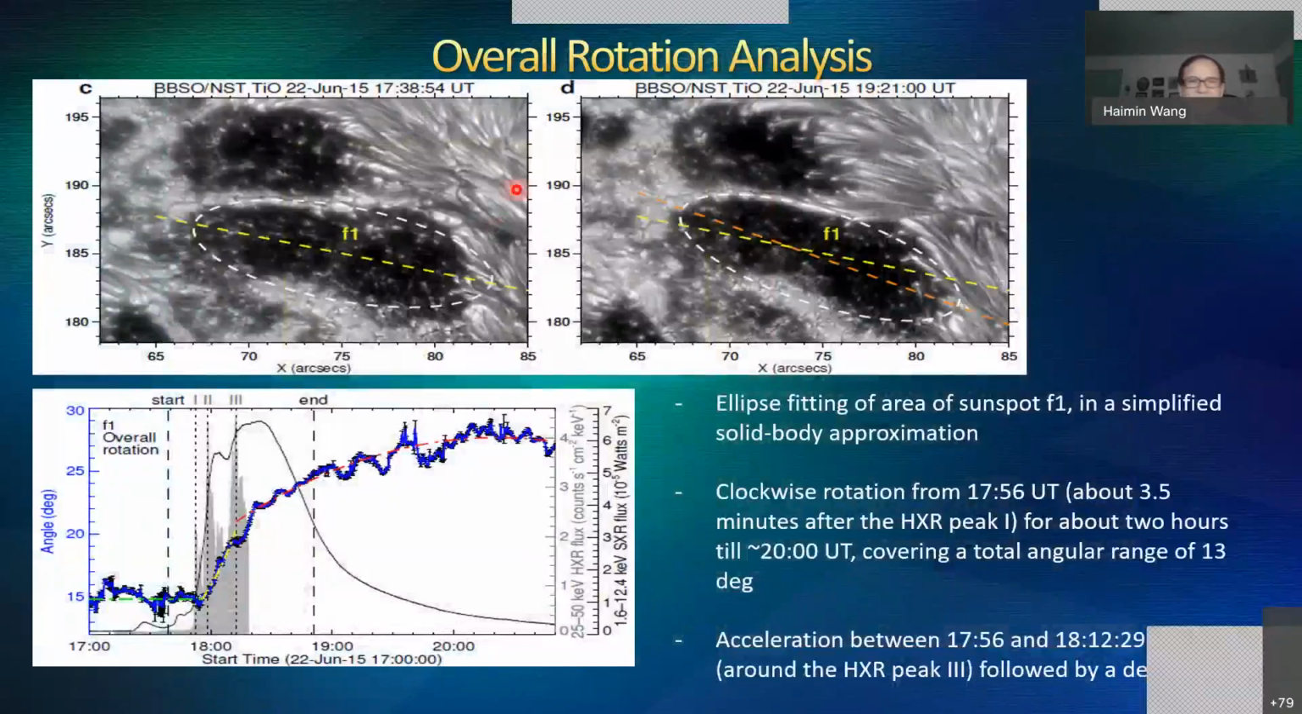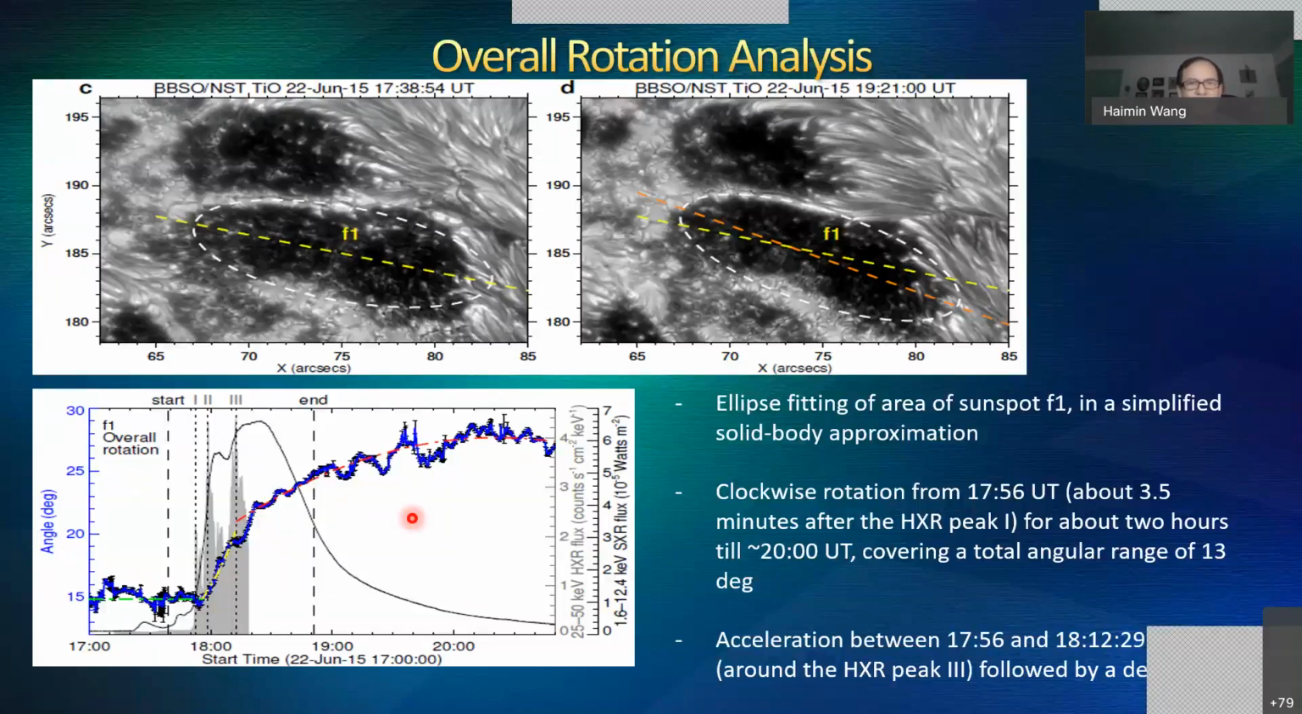Okay, and in that paper, we demonstrated it's not the rotation that caused the flare. Immediately after the onset of the flare, the sunspot starts to rotate. And the rotation angle is plotted here as a function of time. So it's very clearly demonstrated the solar flare can cause the sunspot to shift with such a high resolution.